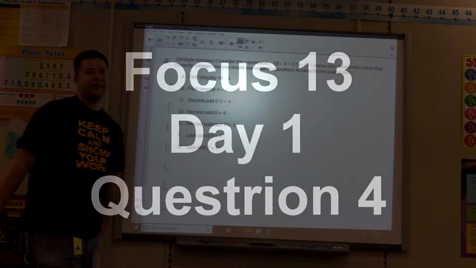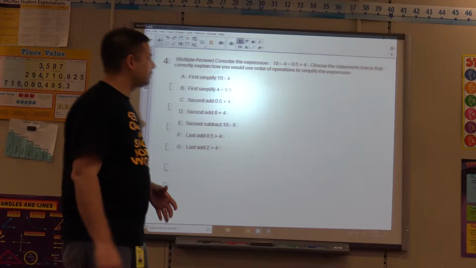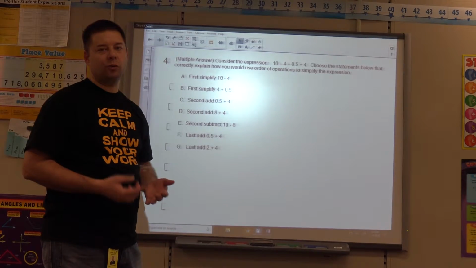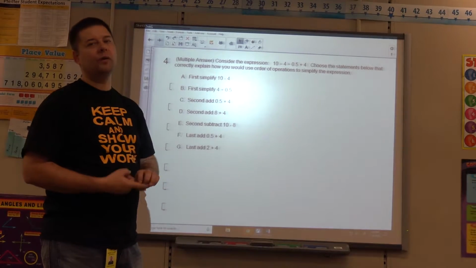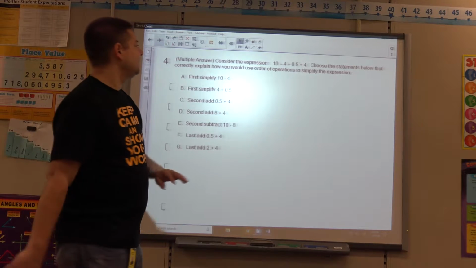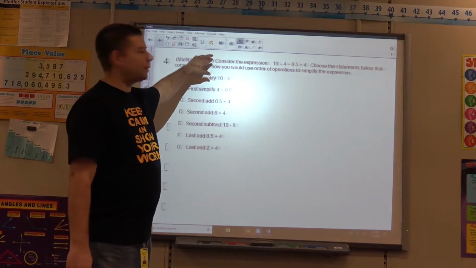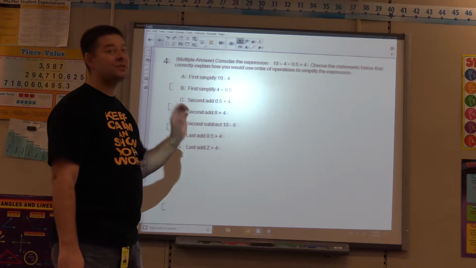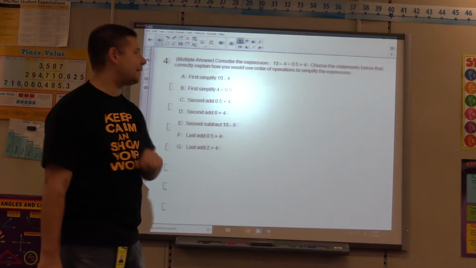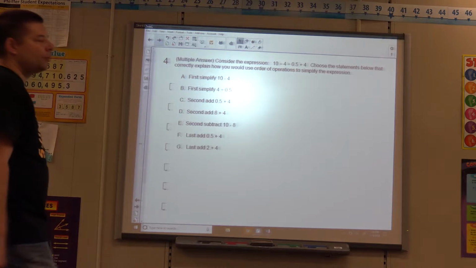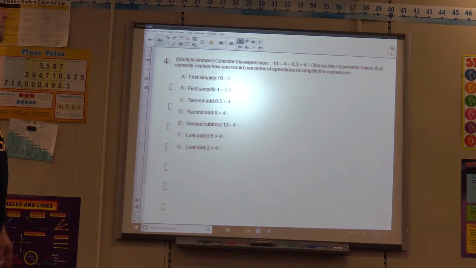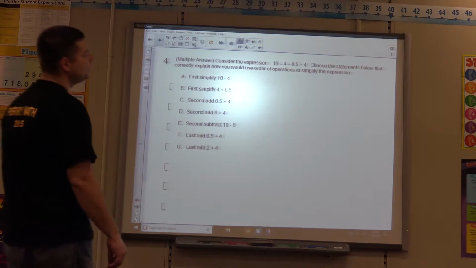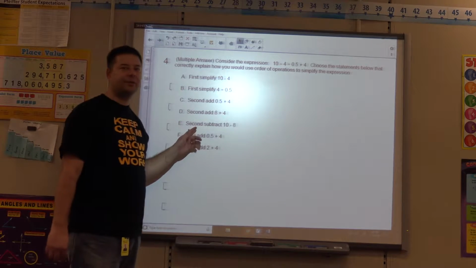Let's move on and take a look at number 4. So number 4 is multiple answer. We know off the top that we're going to have more than one answer. In the question it says consider this expression, and here it is, 10 minus 4 divided by 0.5 plus 4. With all that being said, it says choose the statements below that correctly explain how you would use order of operations to simplify.